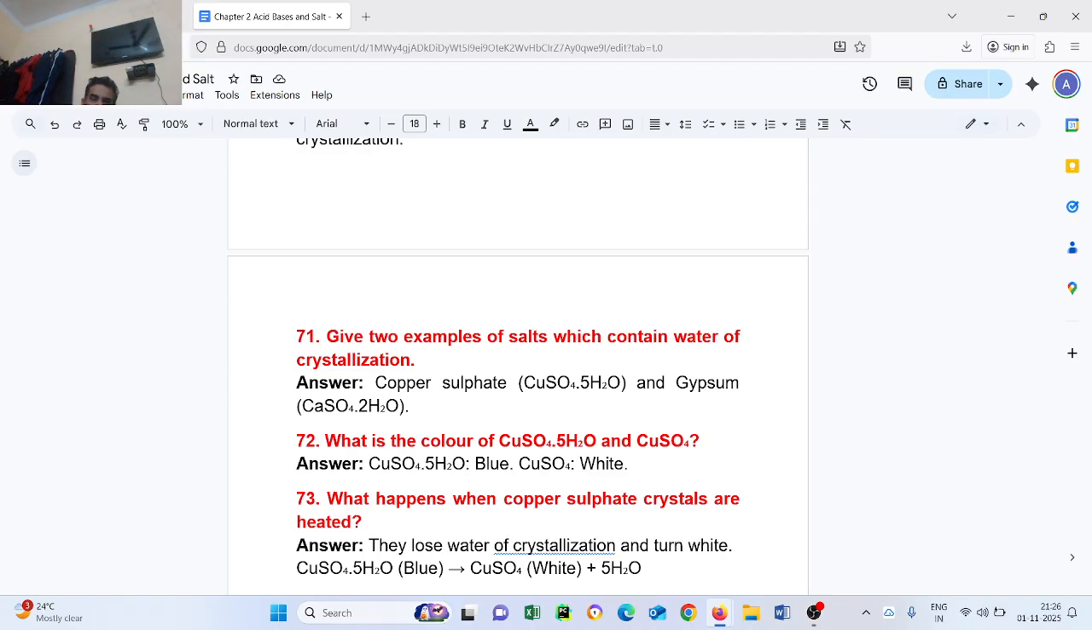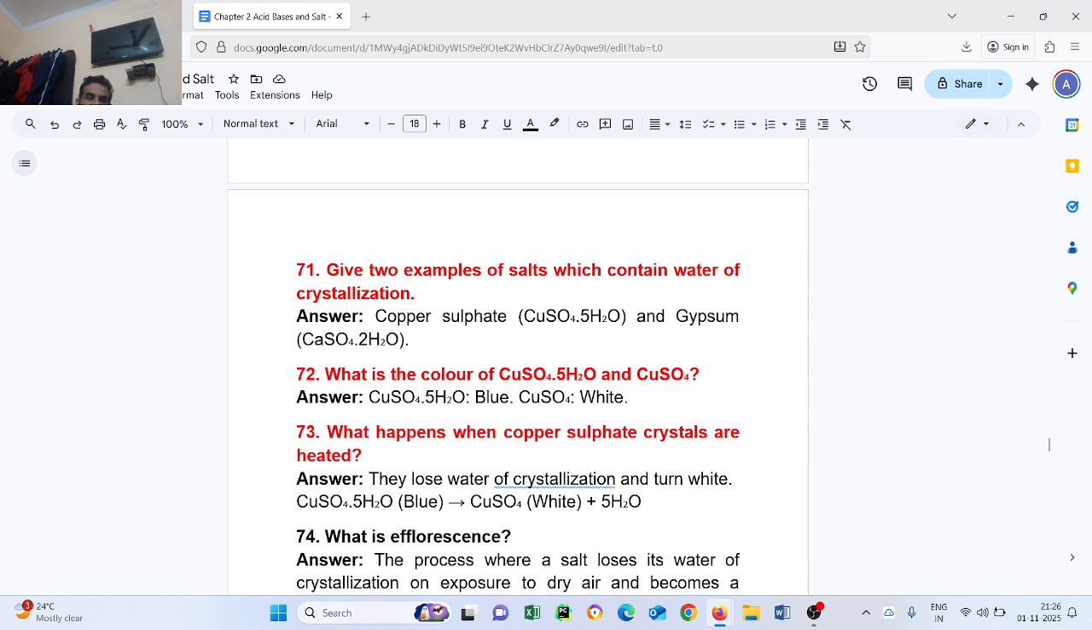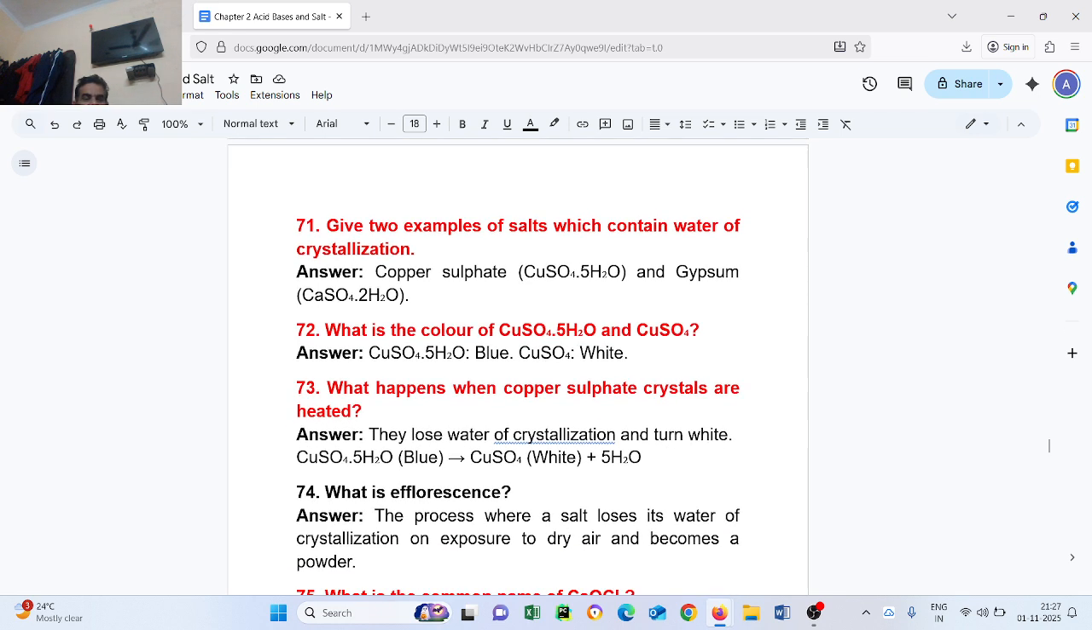Question number 72. What is the color of CuSO4·5H2O and CuSO4? CuSO4·5H2O is blue, CuSO4 is white. Question number 73. What happens when copper sulfate crystals are heated? They lose water of crystallization and turn white. CuSO4·5H2O blue gives CuSO4 white plus 5H2O.